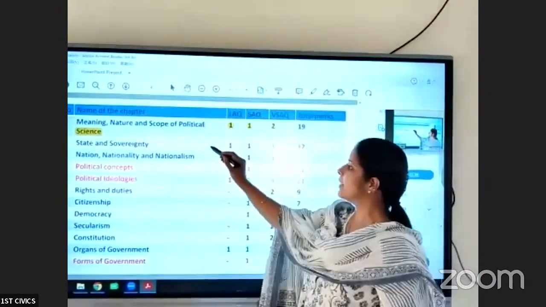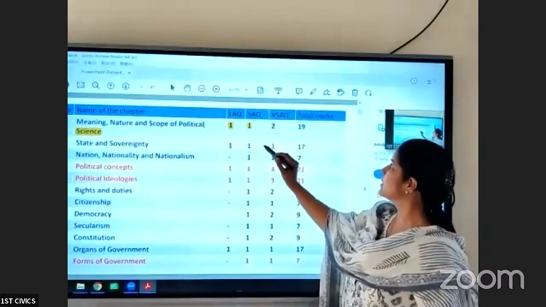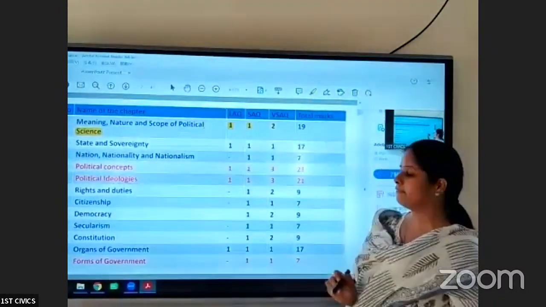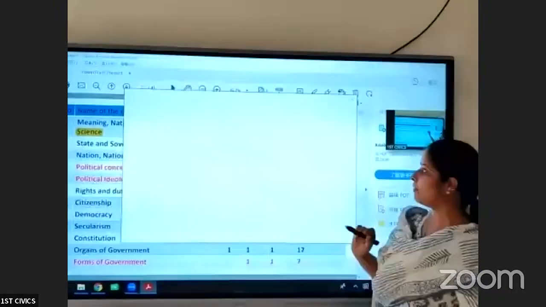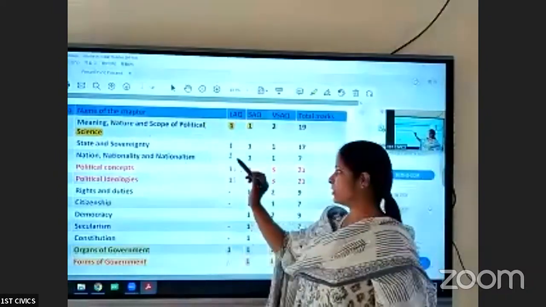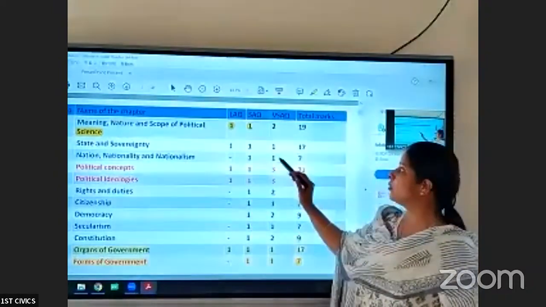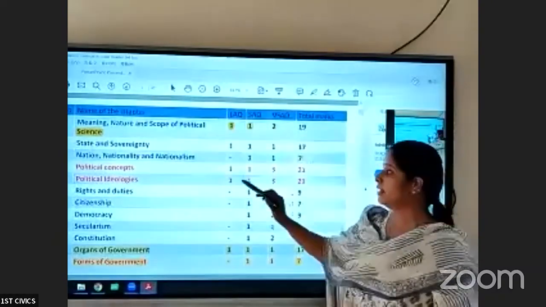Second chapter is State and Sovereignty. You will get one LAQ, one SAQ, and one VSAQ from this chapter. The weightage for this is 17 marks. Third chapter is Nation, Nationality, and Nationalism. You will get one SAQ and one VSAQ. The weightage for this chapter is 7 marks.